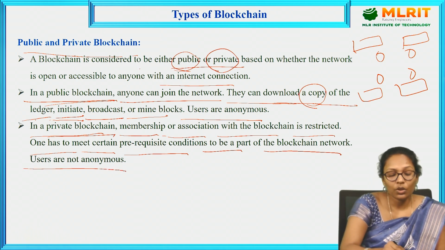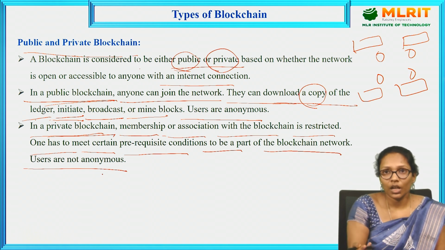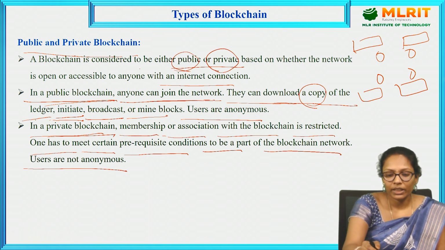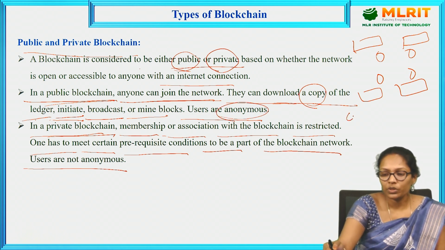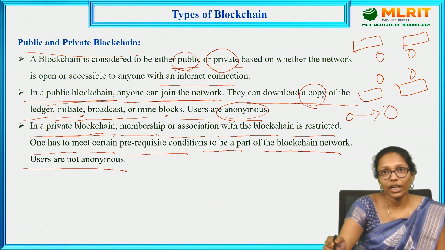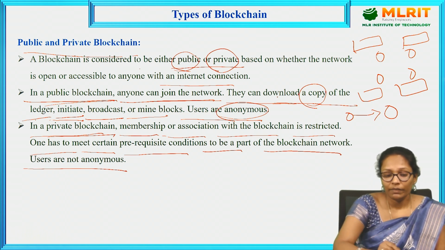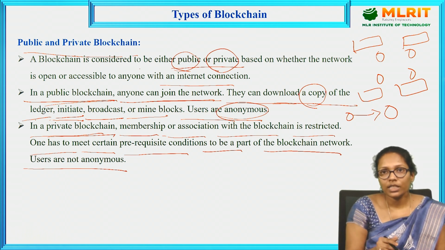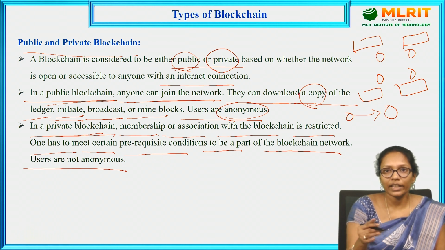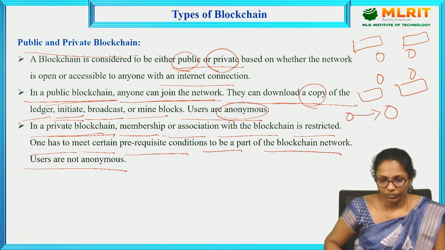So in the private blockchain, users are not anonymous. Users are known users. But coming to the public network, anyone in the world can join. That's why users are anonymous. One user is not known to another user in the public blockchain. Whereas in a private blockchain, I can consider a private blockchain for our college. In our college, one person knows the other person with their identity.